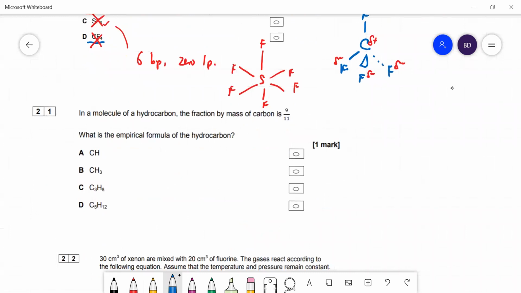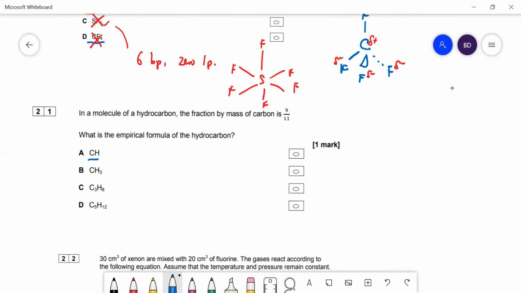Okay, in a molecule of hydrocarbon, the fraction by mass of carbon is 9/12. What's the empirical formula? Now, we'd normally work this out by working out the percentage carbon, then we work out the moles carbon and so on. It's much quicker when you do multiple choice to work backwards. So you use a slightly different technique.